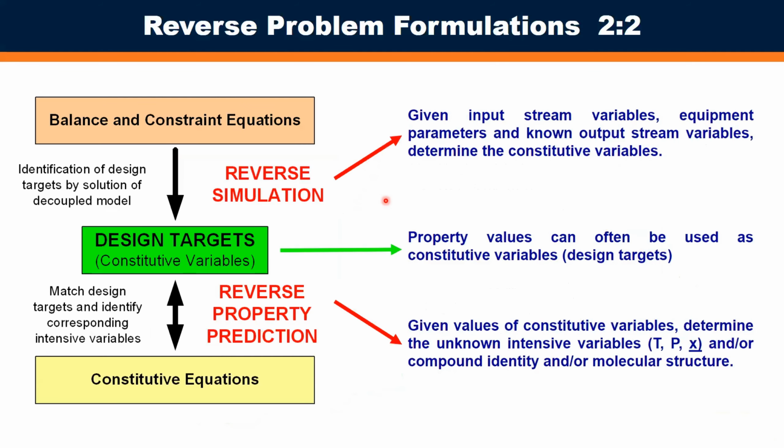And so the way this can be described is that in reverse simulation, we're given the input stream variables, equipment parameters, and the known output stream variables, and now we solve for the constitutive variables. These are typically the property values or some kind of design targets. And then once we know the values of these variables, we calculate the unknown intensive variables: temperature, pressure, composition, and component ID, and even molecular structure can be solved at this part as well.